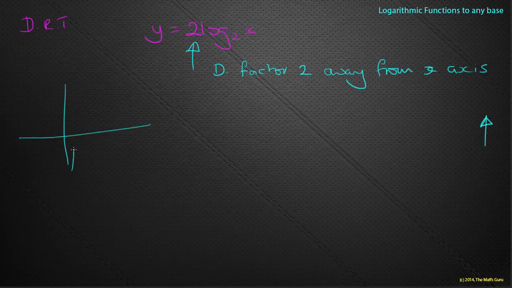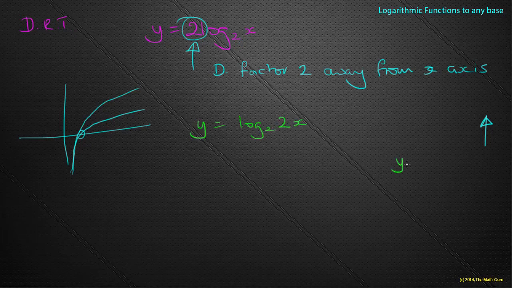If that was our standard, then this would still pass through this value here, remember? But it would look more like that. So it's stretching away from the x-axis. That's if it's multiplying the whole function, for example. What happens if we have y is equal to the log base 2 of 2x?